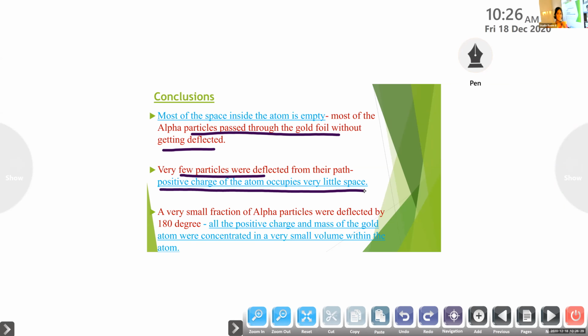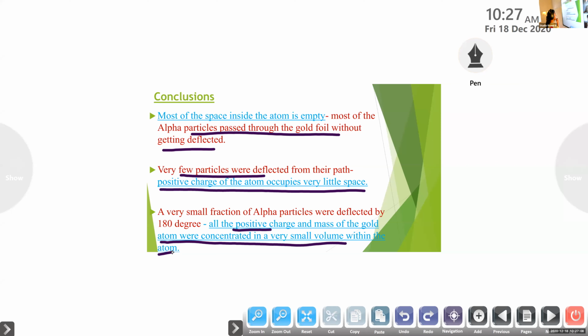180 degrees. 180 degrees means it rebounds, okay? It returns back. That's why all the positive charge and mass of the gold atom were concentrated in a very small volume within the atom. That's why the small fraction of alpha particles were deflected by 180 degrees. So these are the major 3 conclusions that we obtained from the gold foil experiment carried out by Ernest Rutherford.